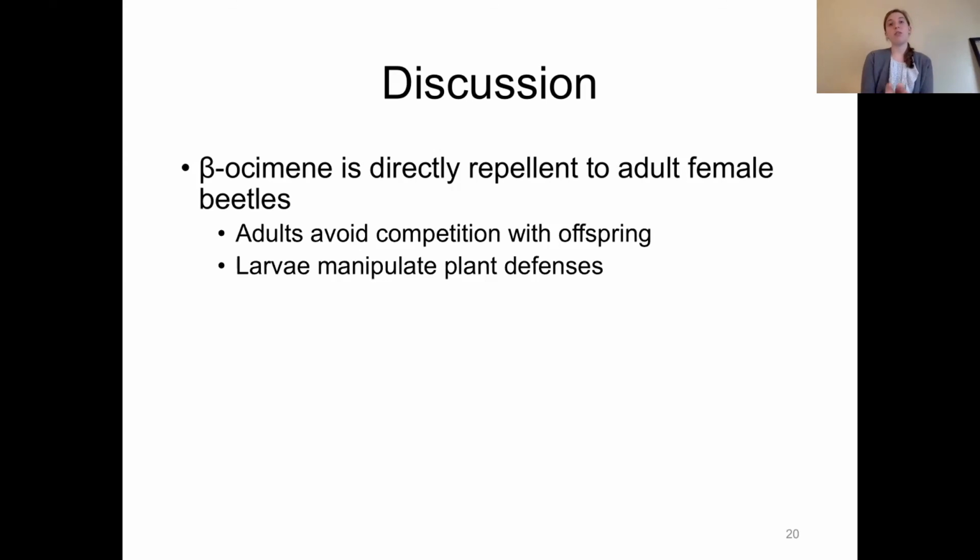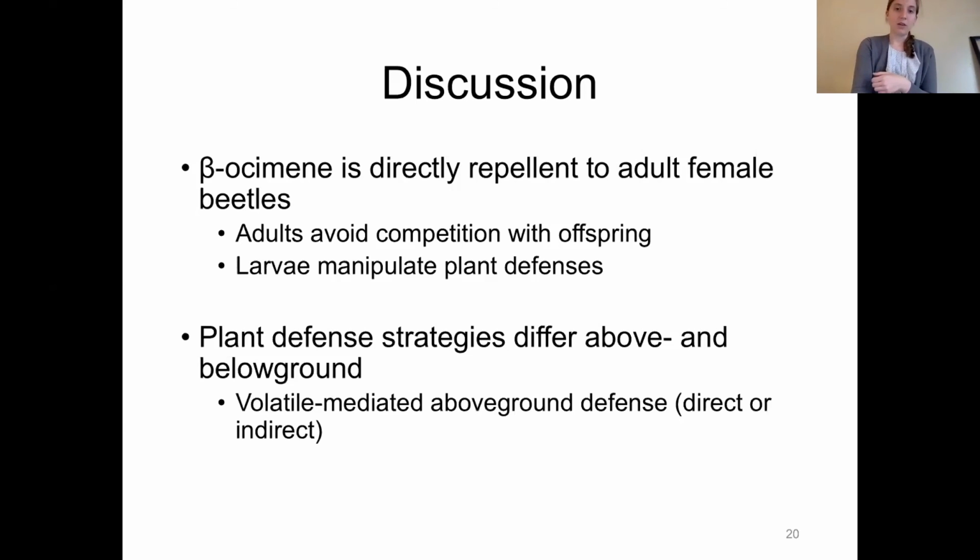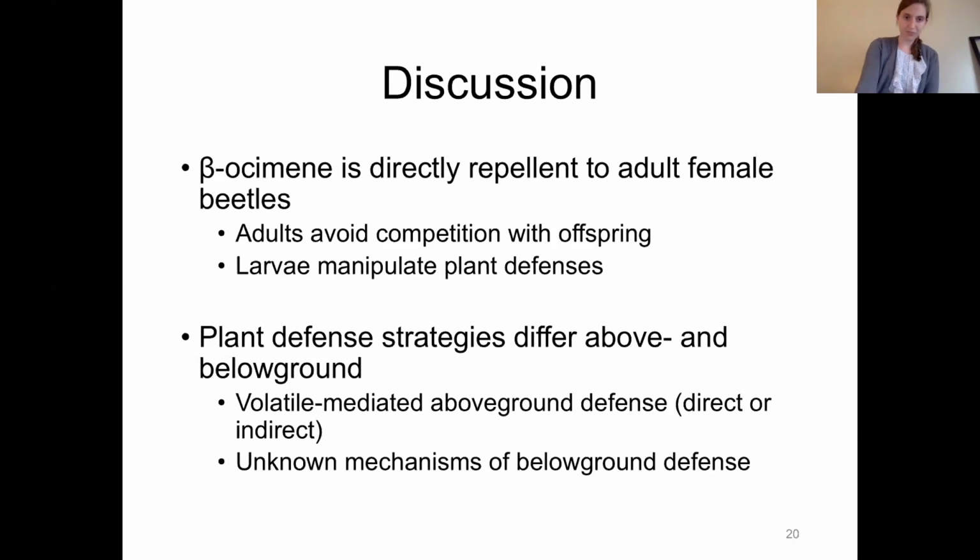Or we think that potentially these larvae could be manipulating plant defenses to sequester a greater number of resources from the plants for themselves. But then also we have to consider that this could be the plant and how the plant is perceiving both the below ground antagonists and then the potential threat from above ground antagonists. And so we think that potentially the larvae damage below ground could be mediating volatile defenses above ground for the plants. And so again, as I mentioned earlier, these volatiles could be playing a role in direct or indirect defense for the plants.